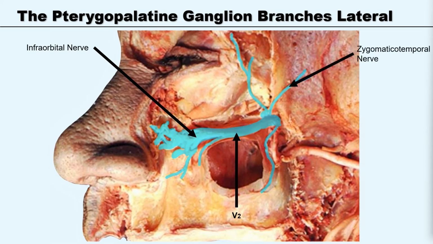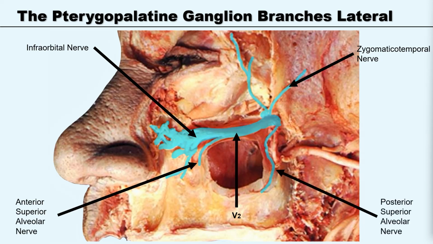We can also see the zygomatic nerve, and here we have the anterior superior alveolar nerve. We can also see the posterior superior alveolar nerve, which will go on to supply the teeth of the molars and sometimes the premolars of the ipsilateral side.